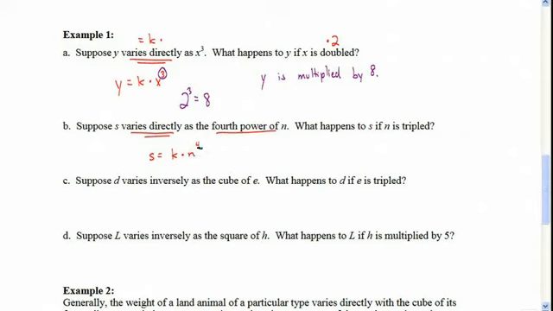So the question is, what happens to s if n is tripled? Tripled again means that we're going to multiply it by 3. So if n gets multiplied by 3, since this is direct variation, s is also going to be multiplied by 3 to the fourth power. Well, 3 to the fourth power is 81. So that's how you get your answer. So s is going to be multiplied by 81. Let's look at a couple more.